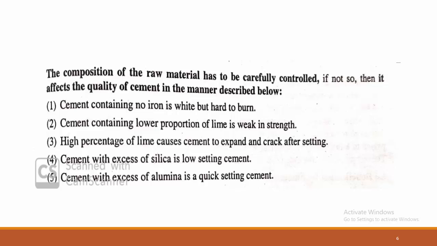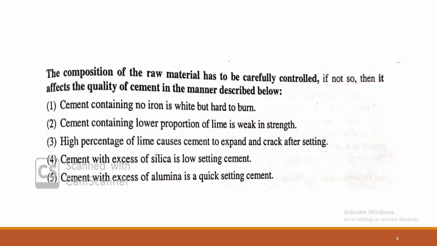The first is cement containing no iron is white, but hard to burn, meaning we require the iron also. Second is cement containing a lower proportion of lime has weak strength, as we studied previously the importance of lime content. Whenever the lime content is low, the strength of the cement is very low, so cement containing a lower proportion of lime has weaker strength.